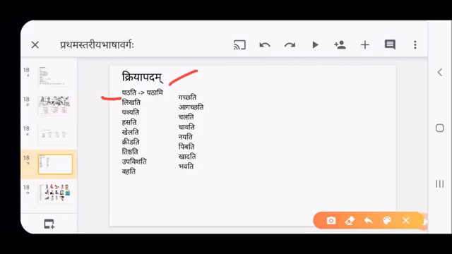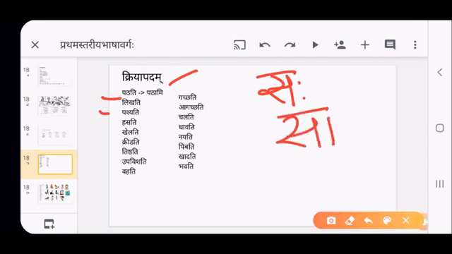When I want to use it with aham, how do I convert that? Like patati becomes patami, likhati becomes likhami. So we say aham likhami. Say the complete sentence with likhami. Aham likhami. Now use the pashyati word with saha pashyati, and then with aham, what does it become? Aham pashyami.